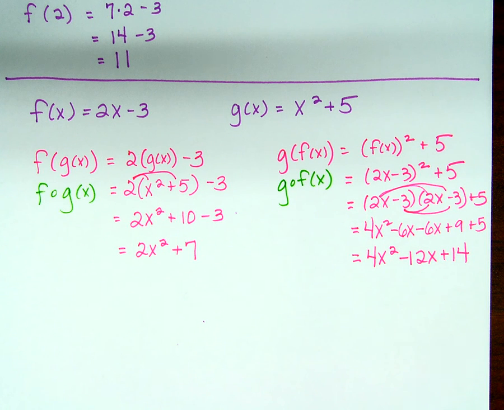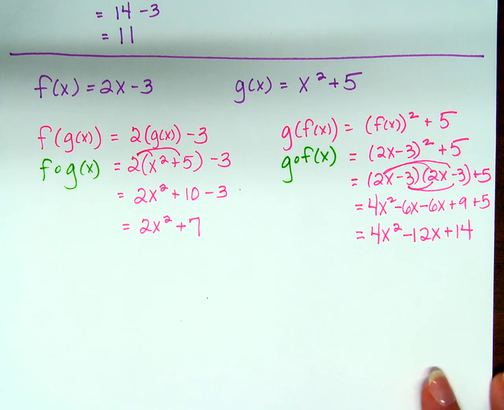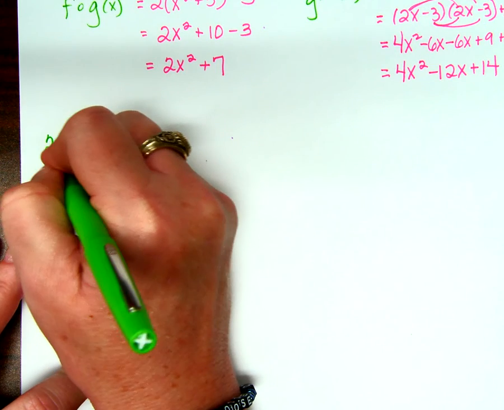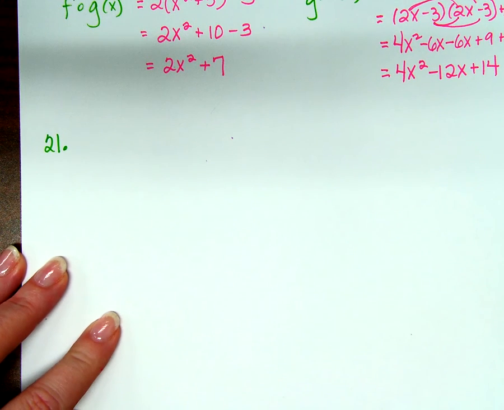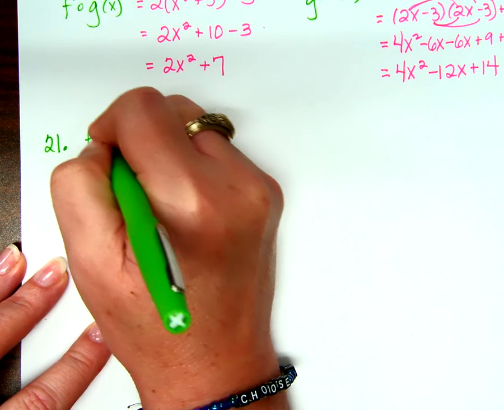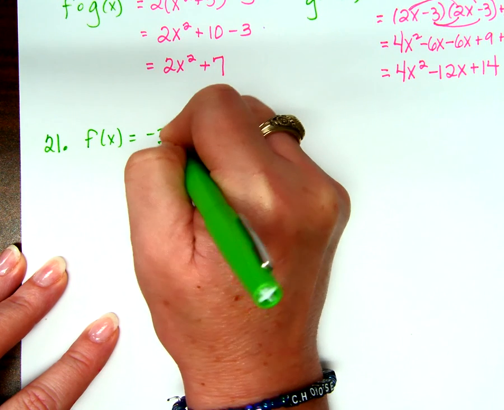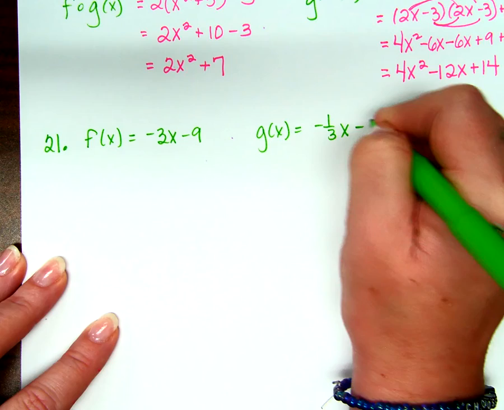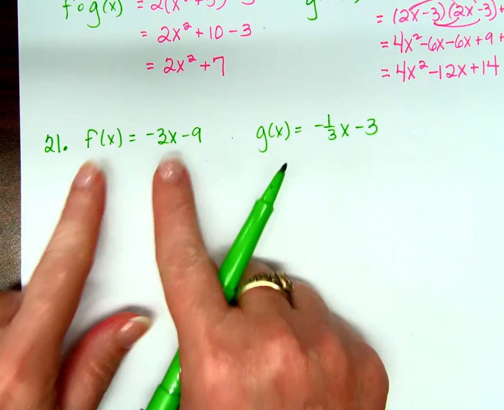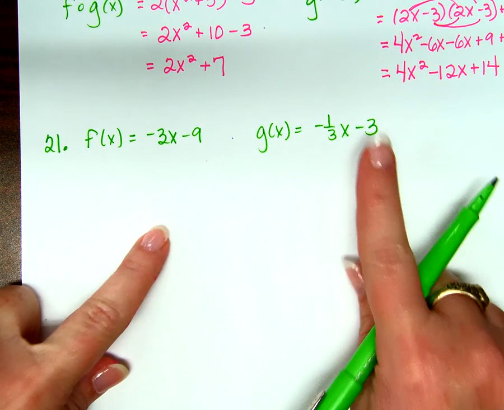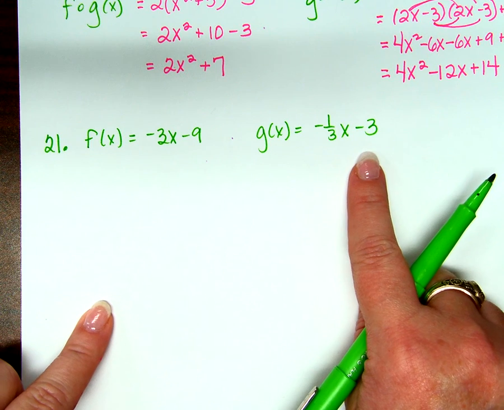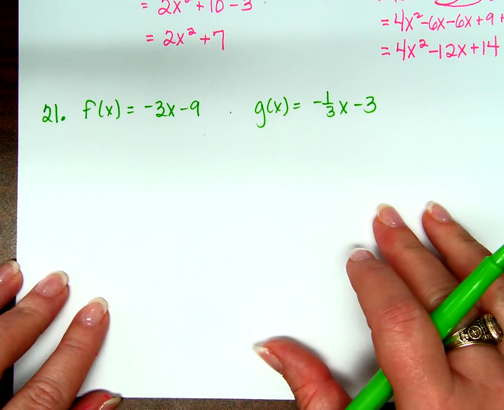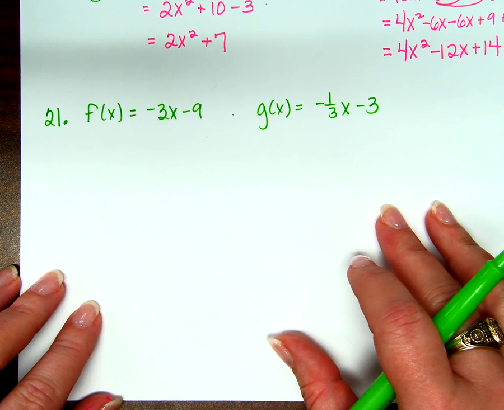Okay? Now, I really, really need to show you why composition of functions is so important. So I'm going to remind you of problem 21 from your homework from last night. It said f of x was negative 3x minus 9, and g of x was negative 1/3 x minus 3. And what you did was take this, switch x and y, and solve for y, and see if it was this, right? So that's the baby way to do it. And there's a lot of places that you can mess up.